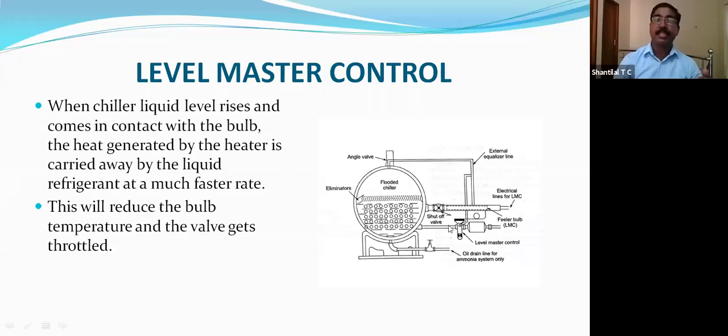So the main aim of the heater is to heat the bulb of the LMC. When heat is more, the valve opening will be more. When heat is less, the valve opening will be less. How will the heat be less? When the valve opening is more, liquid refrigerant enters the chiller and liquid enters this line. At that time, the heater is heating, that heat is absorbed by this refrigerant and the temperature will be reduced, and this LMC flow will be reduced.